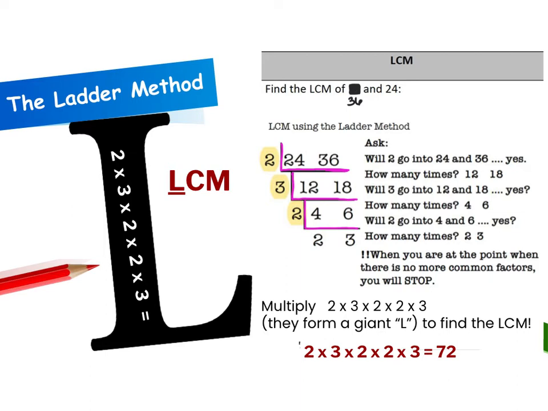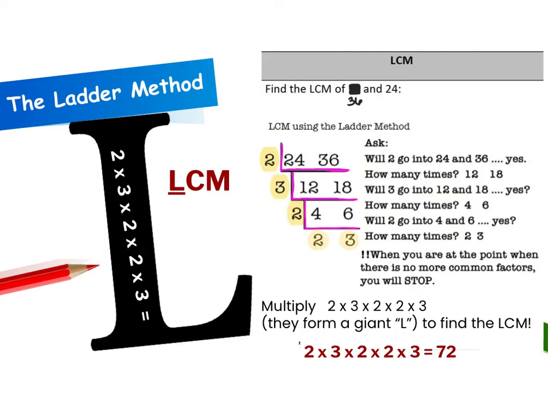So we can highlight both the 2 and the 3, and they are not written inside of a ladder step because they are now prime numbers. So when we have only prime numbers left, when there are no more common factors that we can divide by, we will stop. Notice how these 5 prime numbers written on the outside of the ladder steps form an L. We will multiply all of these numbers together, and when we do, we will find our LCM.